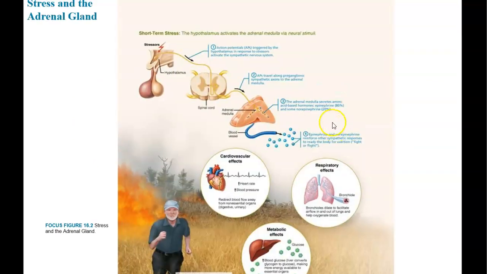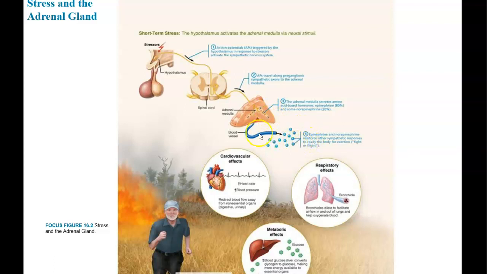For the adrenal gland, when under stress, for example, a short-term stress, like when you're fleeing from a dangerous situation, what happens is your hypothalamus sends an electrical signal to the spinal cord through axons, and from the spinal cord, that signal is going to be relayed to the medullary region of the adrenal gland. When that signal reaches the adrenal medulla, it's going to cause it to release the epinephrine and norepinephrine hormones.